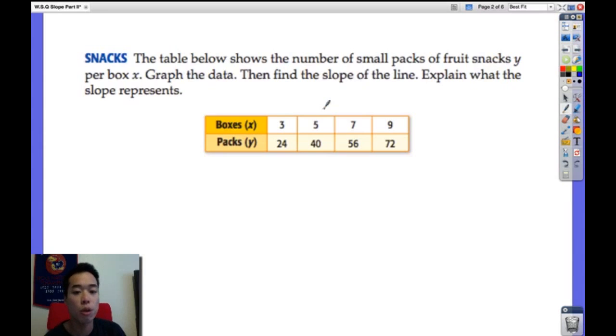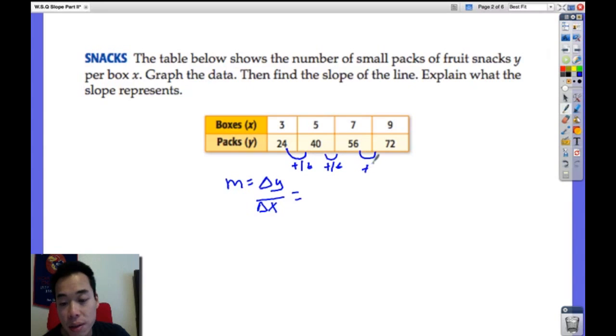A different way to do slope is a horizontal table. Here, again, slope is change in y over change in x. My change in y: 24 to 40 is +16, +16. I'm just making sure that the rate of change is constant. And then 3 to 5 is +2, +2, +2. So it's 16 over 2, or 8 over 1, which is just 8.